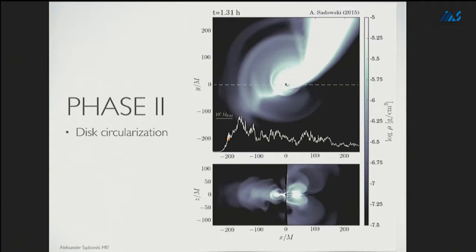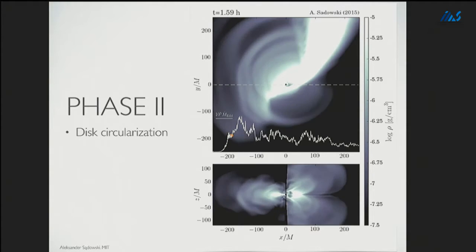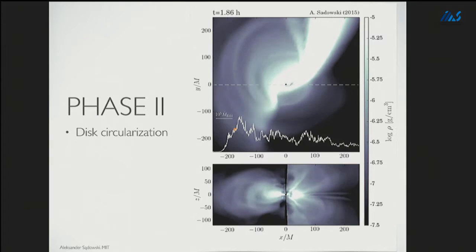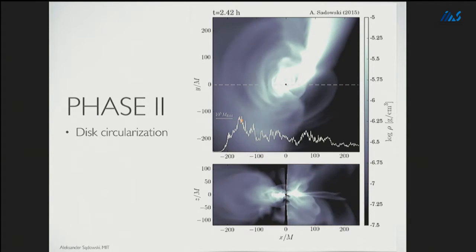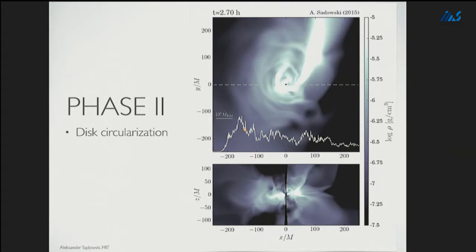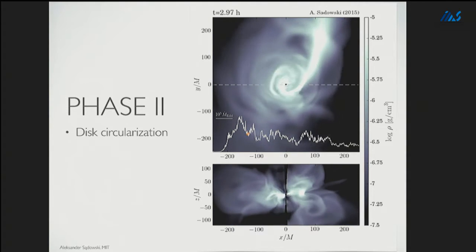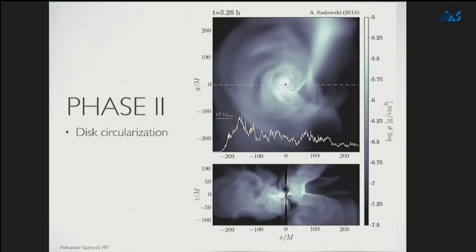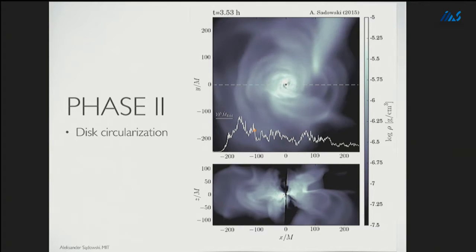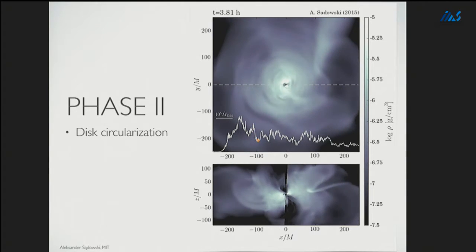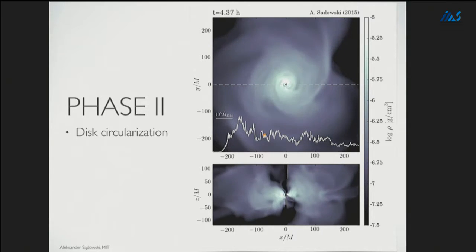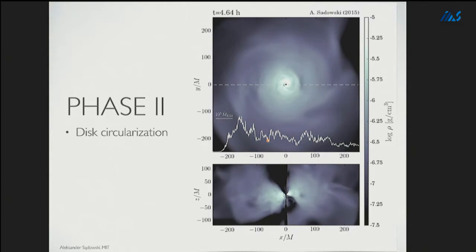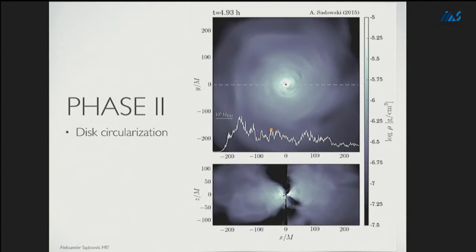Okay, now the second phase. The second phase is the phase where the disk is formed. Now we continue the very same animation, and we see that the star comes down, and after a couple of hours, all the debris of the star is within this box where I plot this animation, and you see that the disk circularizes pretty quickly and forms a beautiful disk-like structure, which is very optically thick and which is turbulent.